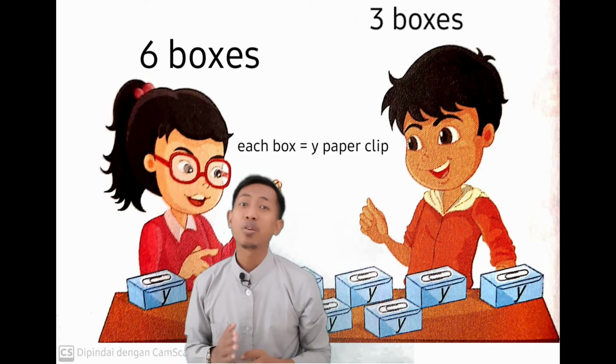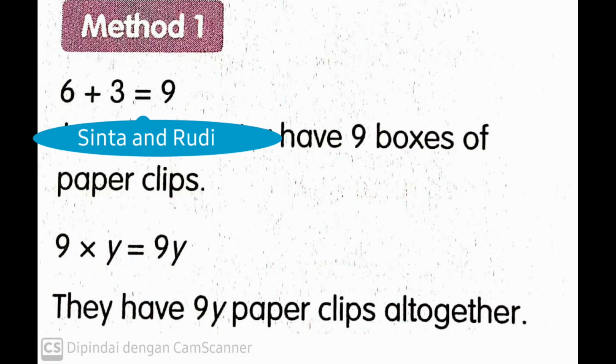Okay, let me show you how to answer these questions. There are 2 methods to answer these questions. I want to show you method 1 first. You have to add Sinta's boxes and Rudy's boxes. 6 plus 3 equals 9. Sinta and Rudy have 9 boxes of paper clips.